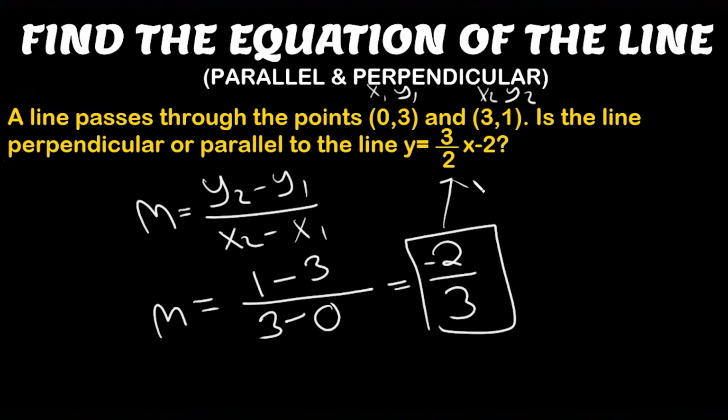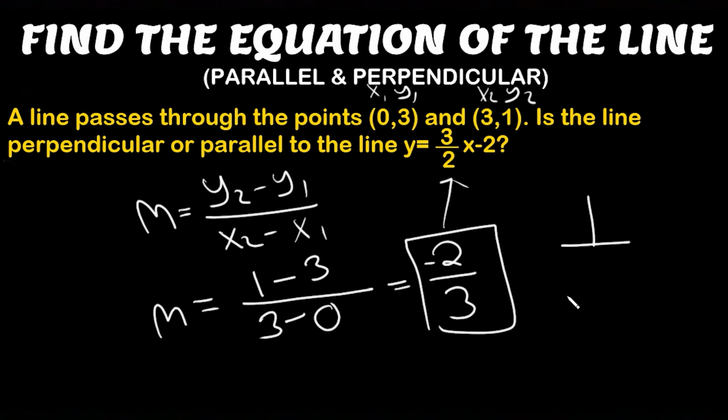Well, they're definitely not going to be parallel because they're not the same. This is actually the negative reciprocal of 3 over 2, meaning this line that is passing through these 2 points is going to be perpendicular, okay? So again, the equation of this line is going to be perpendicular to y equals 3 over 2x minus 2.